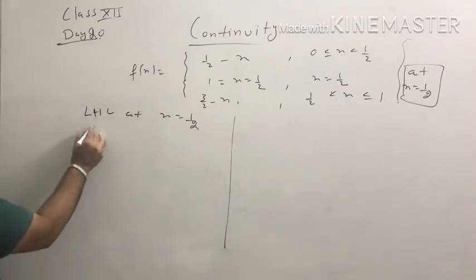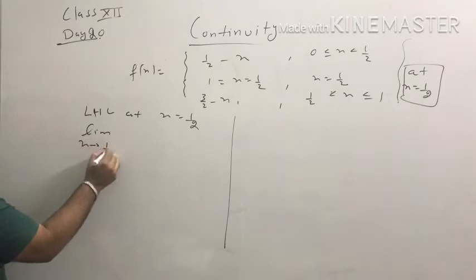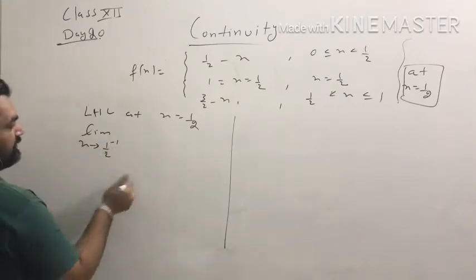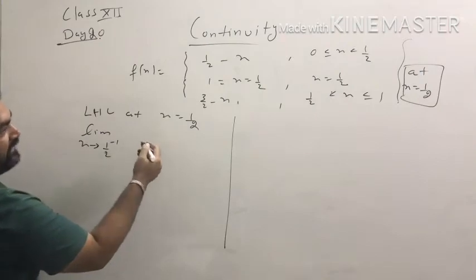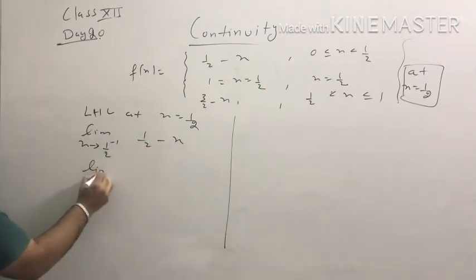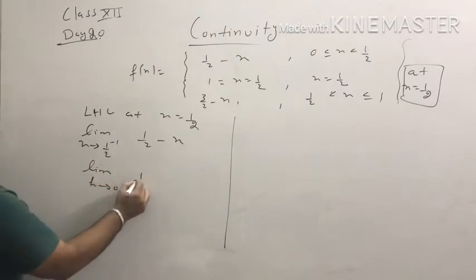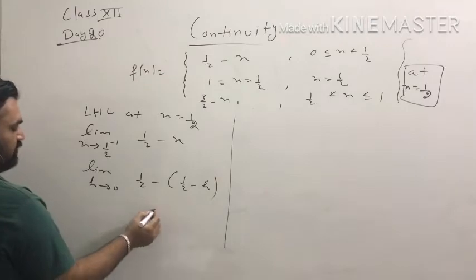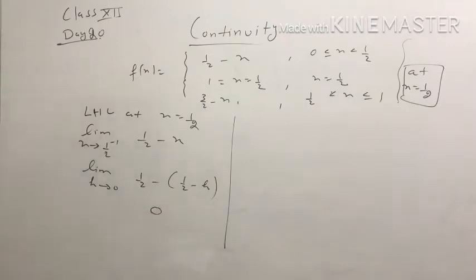Now limit x tends to half minus. Half minus means the function with the negative sign. The value for x less than half is half minus x. Change the limit, h tends to 0, half minus h. So the final answer is 0.